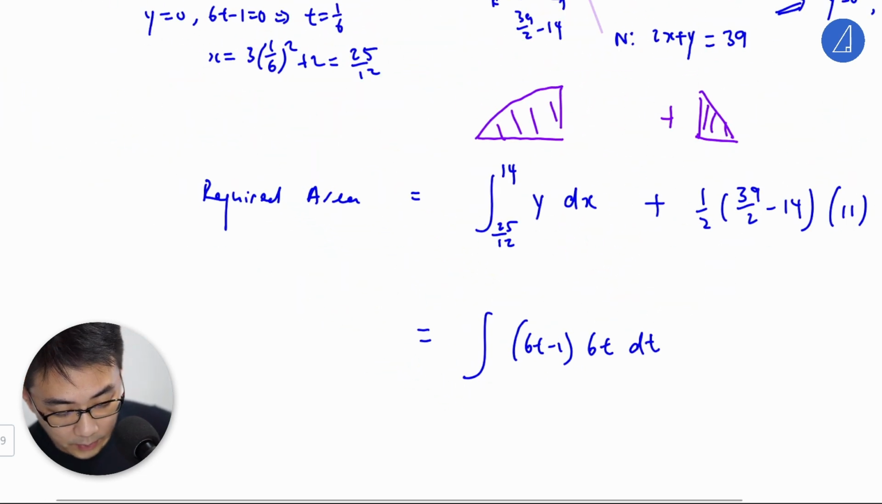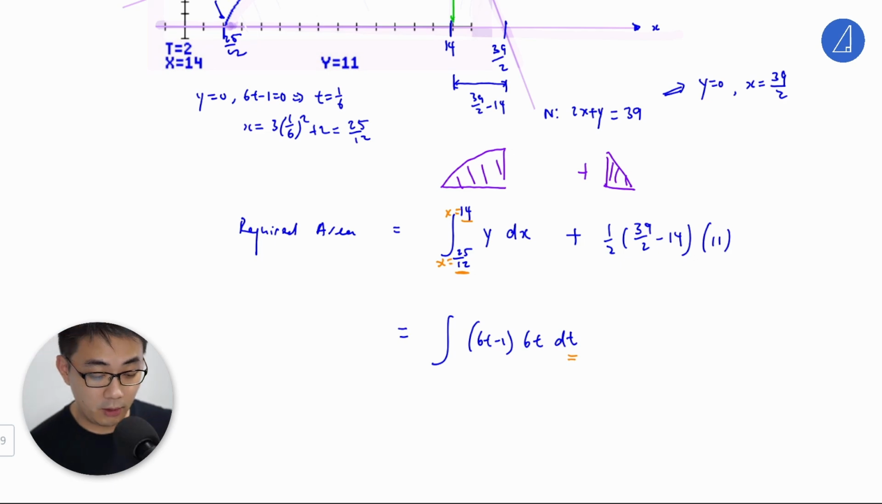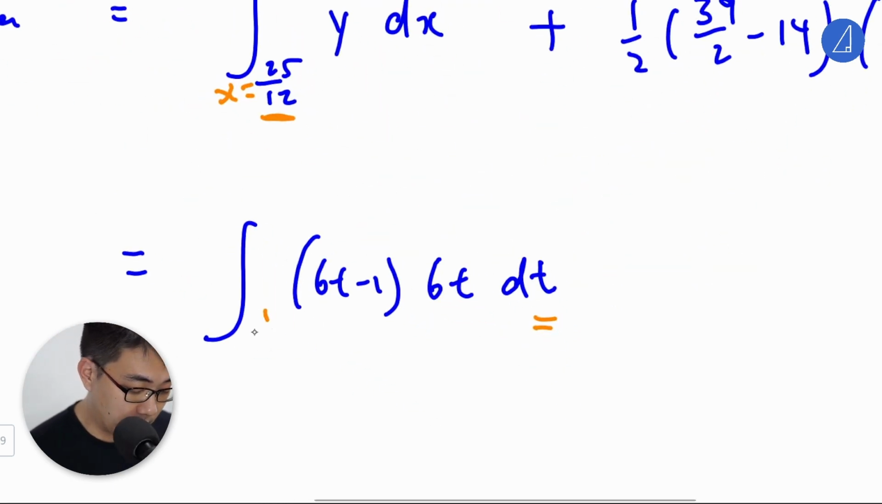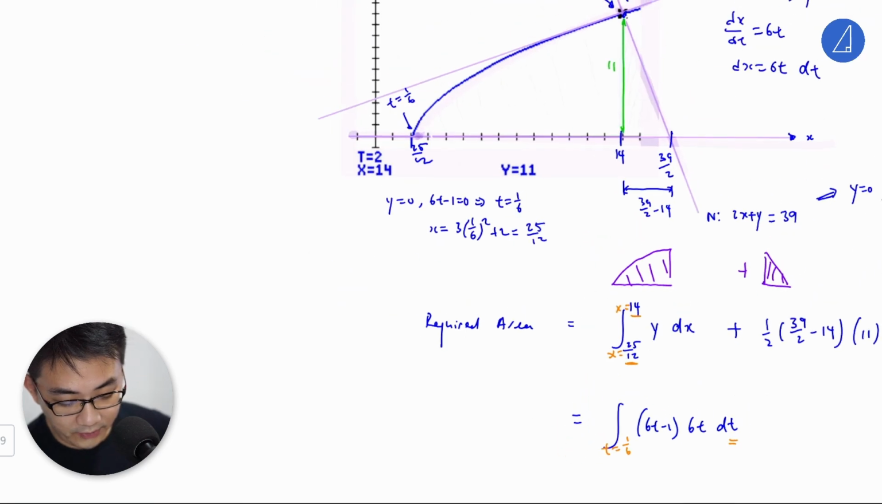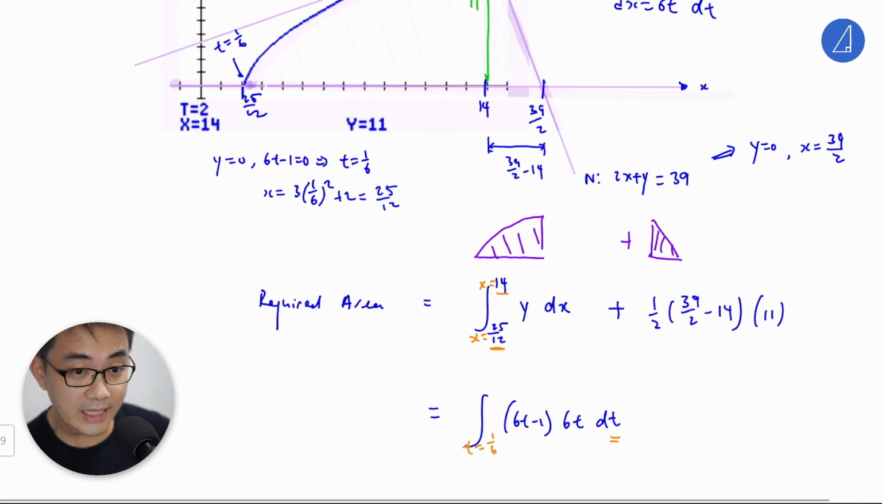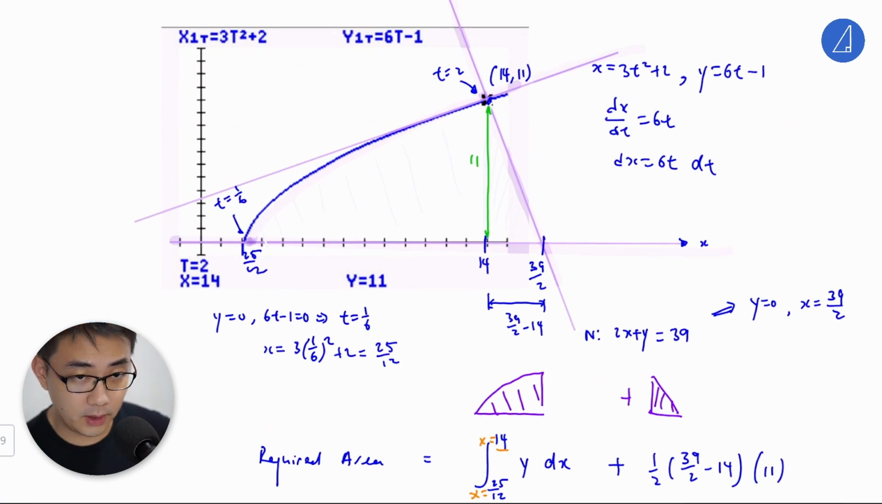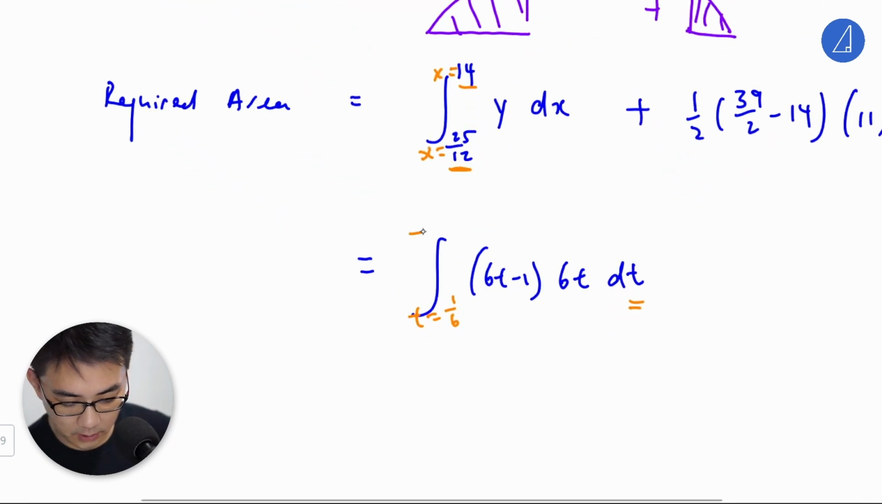Right? Now, take note, this is where a lot of students get confused. This is x equals to 14. When you change to dt, just remember to change the boundary. A lot of times I can foresee that a lot of students forget to write the corresponding t here. When x is 25 over 12, the parameter is 1 over 6. And when x is 14, the parameter is 2. So this is t equals to 2 here.